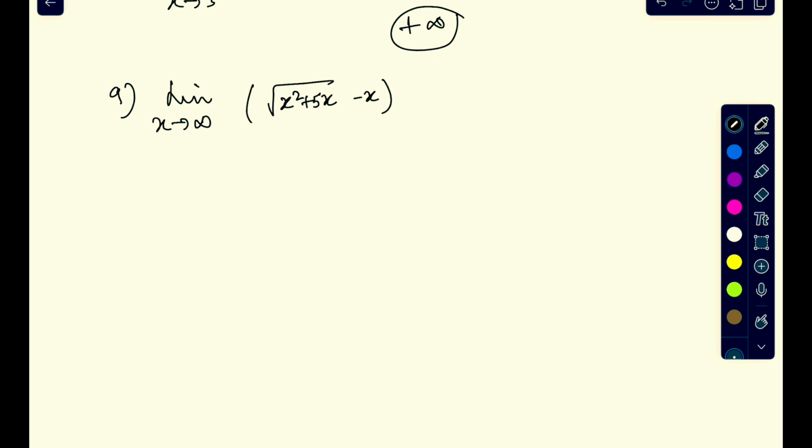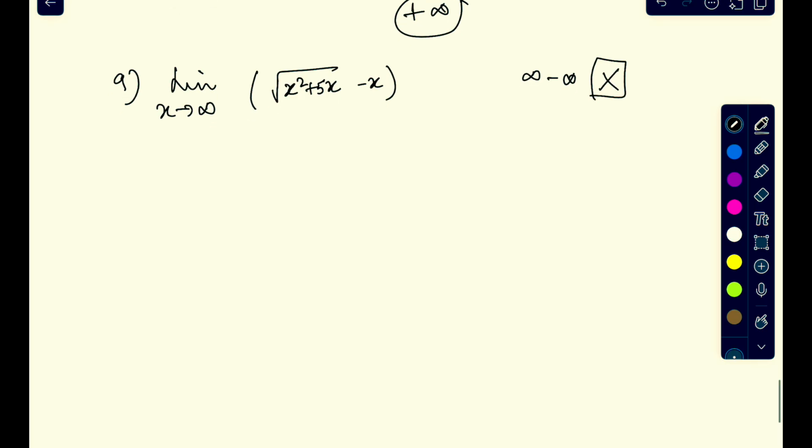The very first gut feeling that I get is, hey, put the infinity here, so it will be infinity minus infinity, which is what we don't know, right? Okay, so what do we do? We'll try to use the conjugate formula, because this expression is nothing but this divided by 1, right? Let's try to apply the conjugate way to solve this.